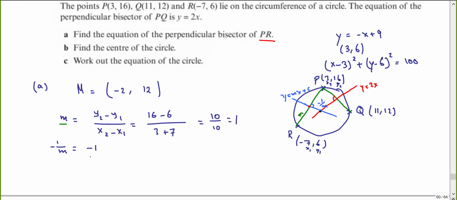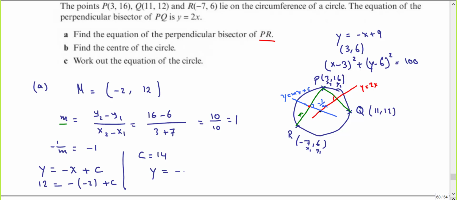Right? Negative 1. So our equation will be y equal negative 1x, negative x. Take this negative 1, we use it. So it's negative x plus c. How to get c? Use the point. So c will be 14, which means the equation will be negative x plus 14. That's the equation of the perpendicular bisector of PR.